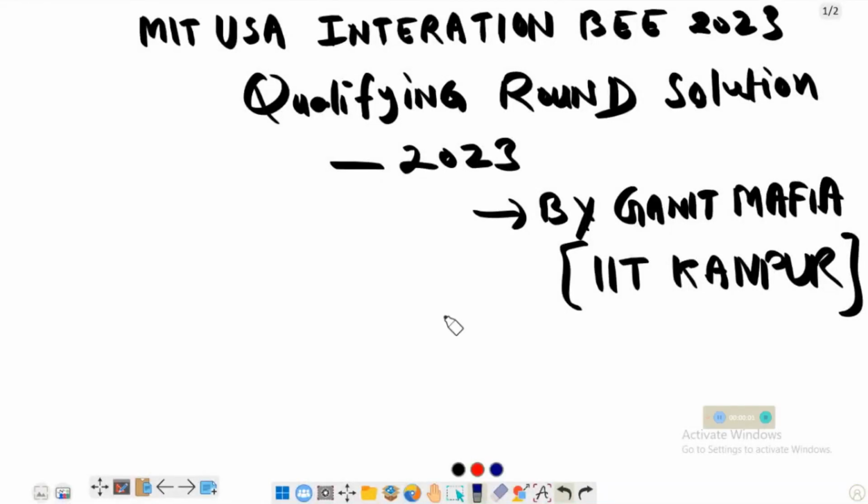Ram Ram students. So today I am discussing the MIT USA Integration B 2023 qualifying round exam. There are 23 questions, so here I am discussing them one by one. So the first question, question number 1, is the integration of x to the power 1 upon log x dx.